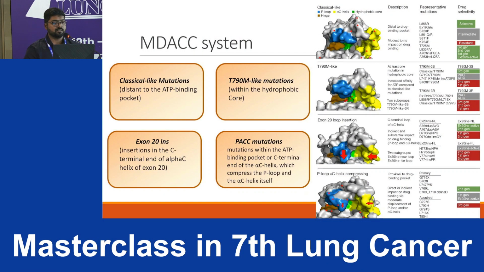This is the MDACC system, where they grouped mutations into 4 subclasses. One is the classical-like mutation, which is distant to the ATP binding pocket. There we have our L858R, exon 19 deletion, and also L861Q. The second is the T790M-like mutations, which are within the hydrophobic core. And then we have the exon 20 insertions. And then we have the PACC mutations, where the mutations are present within the ATP binding pocket or the C-terminal end of the alpha C helix, and where the P loop is compressed. Most of the common mutations come within the PACC group.